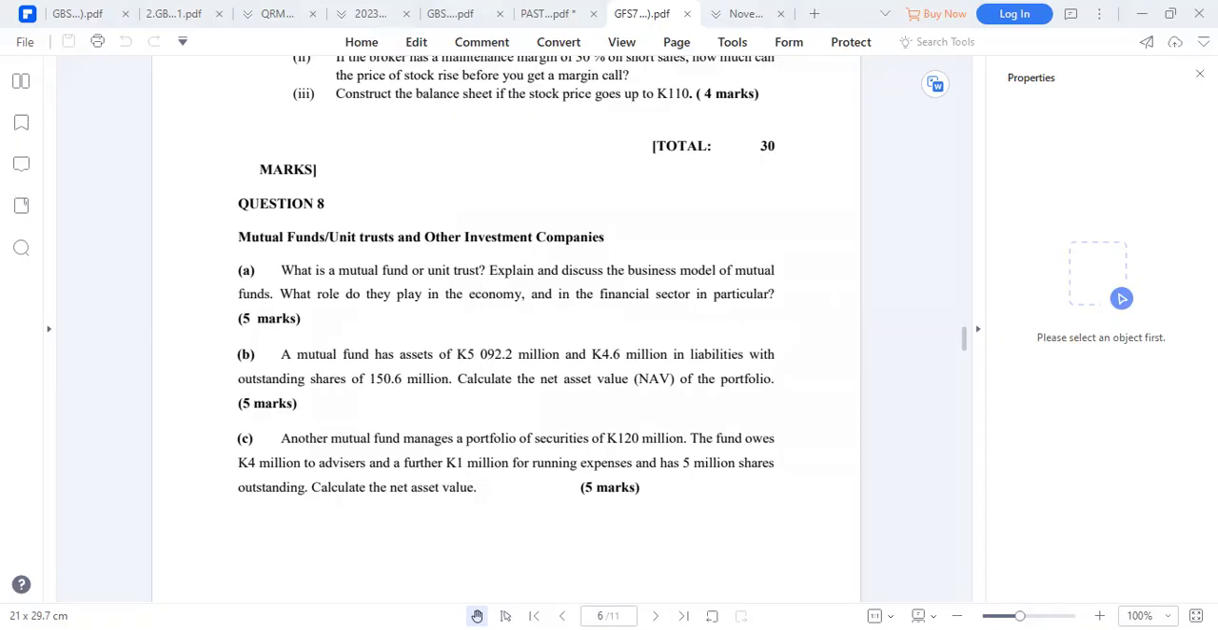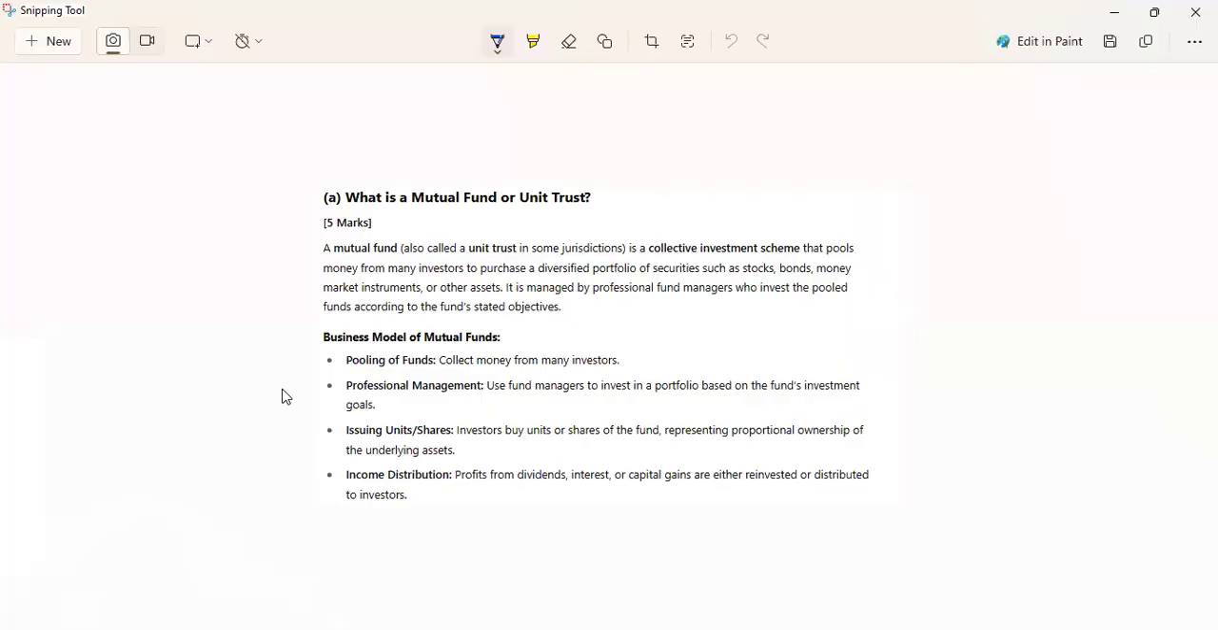Yeah, boss, is a mutual fund not a collection of different securities? Yes, it's a pool of securities. It's also called a unit trust. It's a collective investment scheme that pools money from investors to purchase diversified securities: stocks, bonds, money market instruments and other assets. It is mainly managed by professional fund managers who invest the pooled funds.